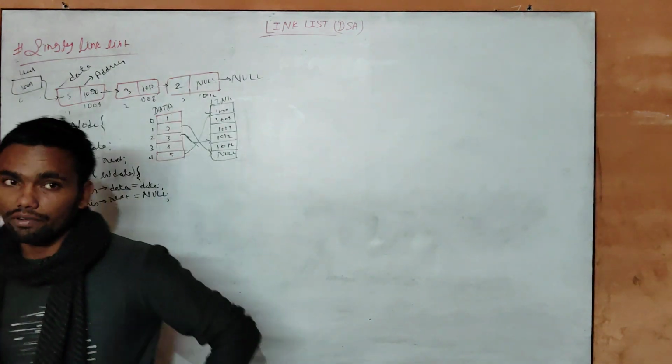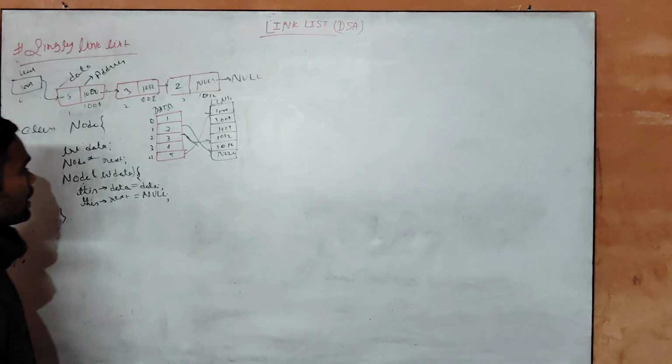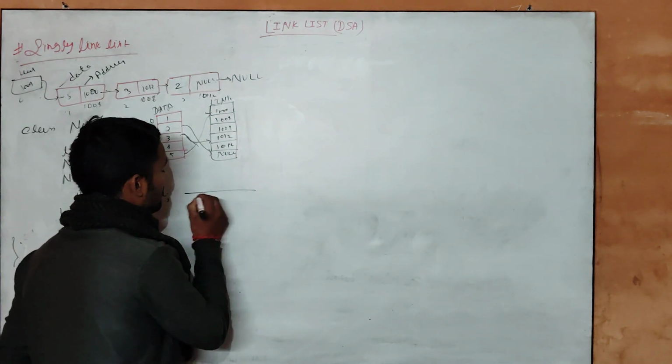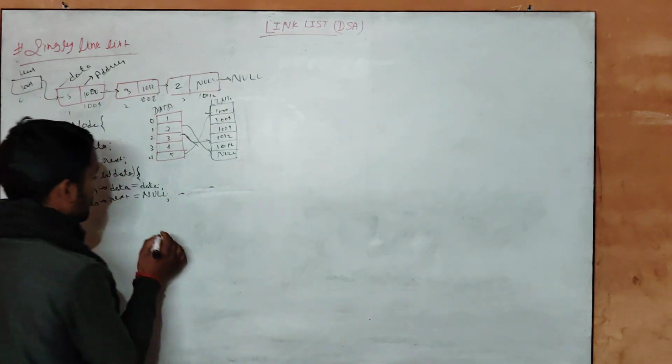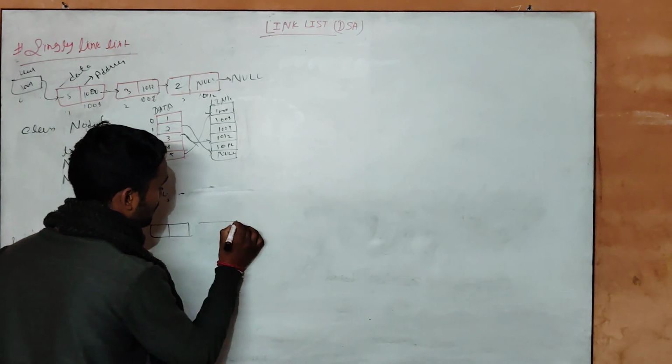I am creating here one node, done. This closes. You don't forget this semicolon. Okay, and how can I insert at the beginning? Let's see very carefully. How am I inserting at the beginning position?